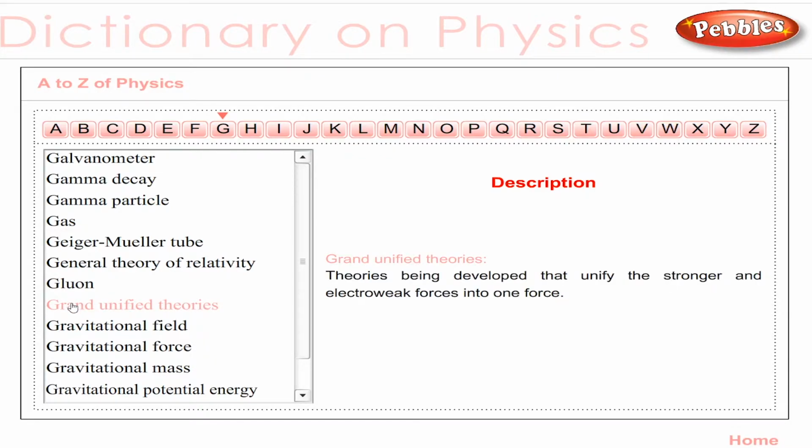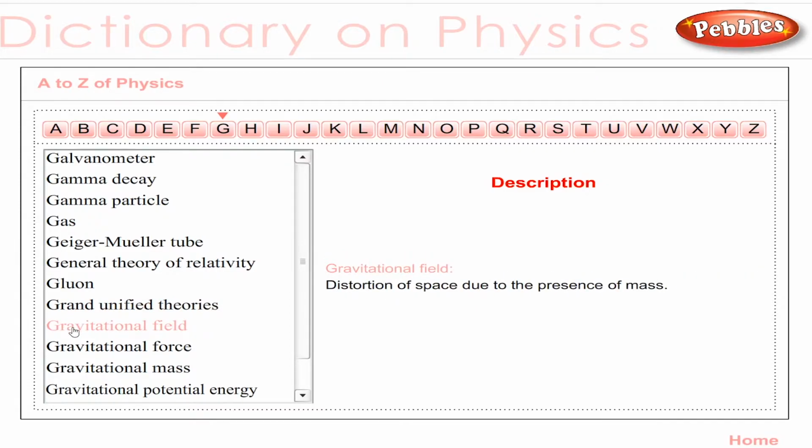Grand unified theories. Theories being developed that unify the strong and electroweak forces into one force. Gravitational field. Distortion of space due to the presence of mass. Gravitational force. Attraction between two objects due to their mass.